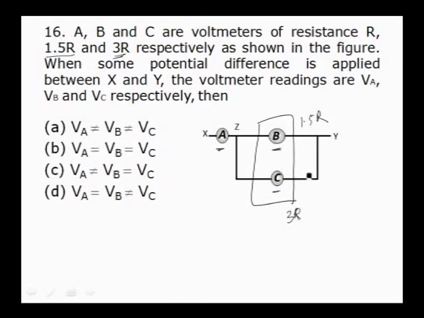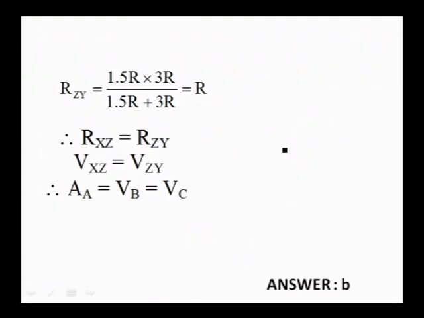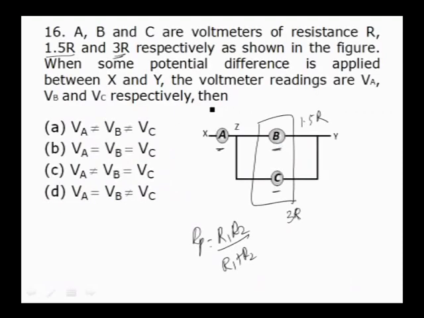Find out the effective resistance of this combination by taking the help of Rp is equal to R1 R2 divided by R1 plus R2. So, find out the value of the parallel resistance. This is R1 and this is R2 and this is R1 plus R2. By making all the simplification, the value is equal to R. The total resistance of these two is equal to R. And what is the value of A according to the problem? This is also equal to R.